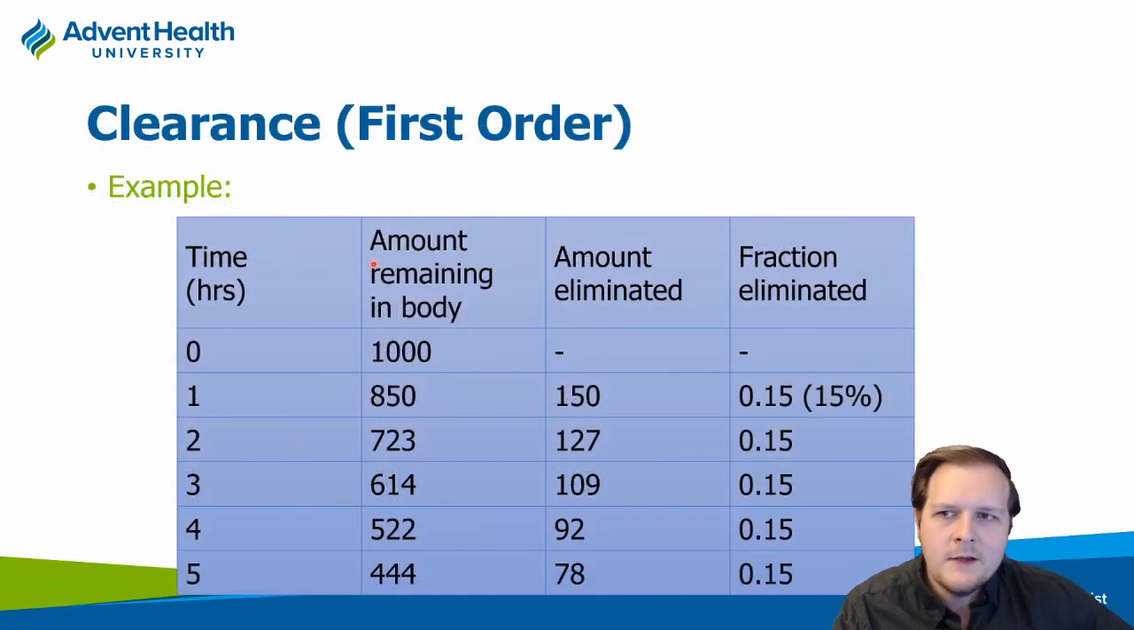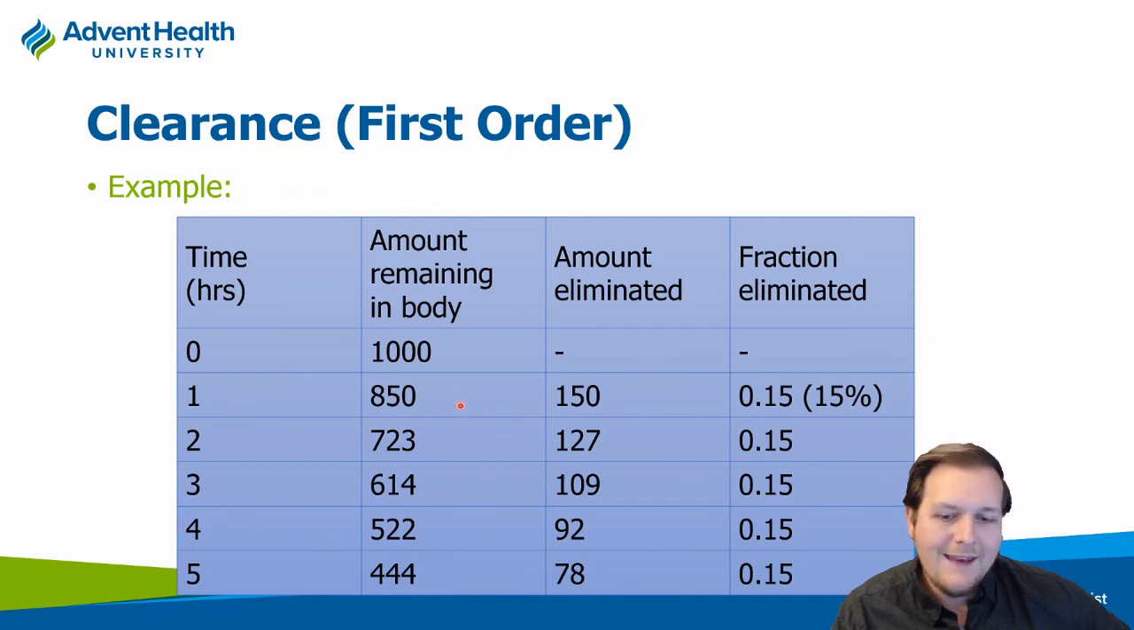So let's imagine we had a drug that is eliminated under a first order model, and it's 15% per hour, right? So every hour, 15% of that drug is being eliminated. Let's say initially we just put in 1,000 milligrams IV into the system here. During that first hour, you're going to eliminate 150 milligrams, right? So 15%, and you have 850 left over.